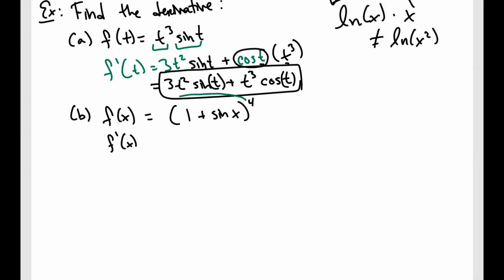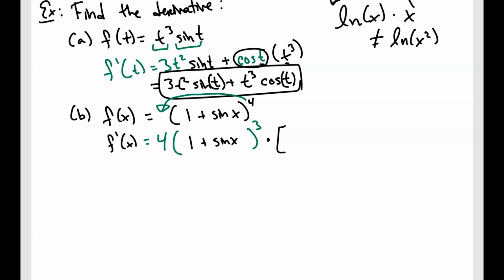So I'm going to move the 4 over to the front. So it's going to be equal to 4. Leave the inside by itself. Subtract the exponent by 1, so it's 3. You're going to leave the inside, 1 plus sine of x, as it is. Multiply, let me write brackets.